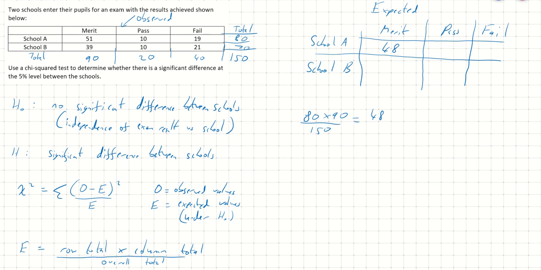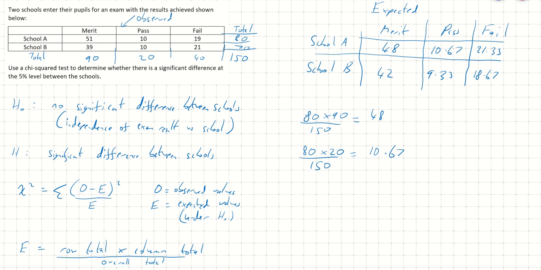Let's do school A pass. We want the row totals. The row total for school A is 80. The column total for pass is 20, and the overall total is 150. So that gives 80 times 20 over 150 is 10.67. And we're going to fill these in the same way: 21.33, 42, 9.33, and 18.67.